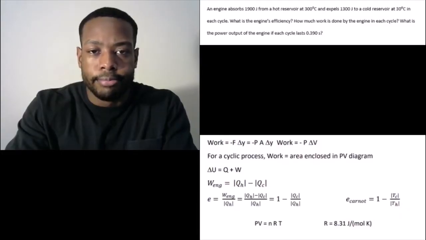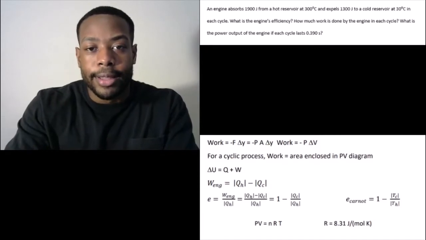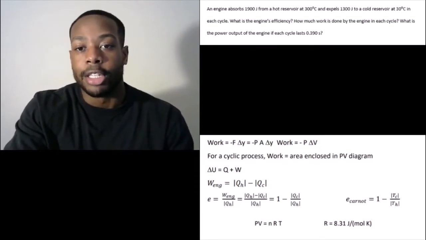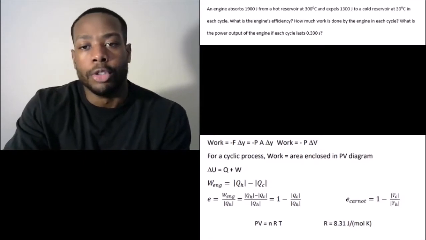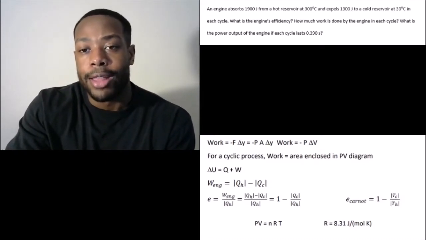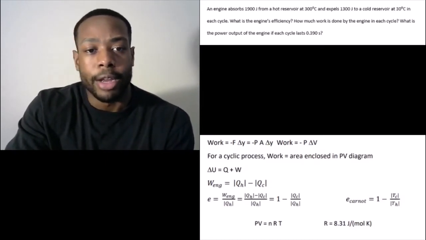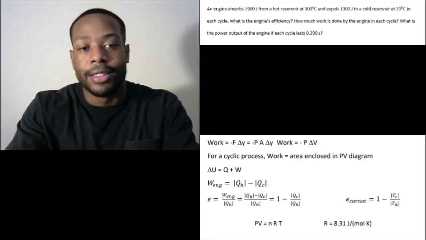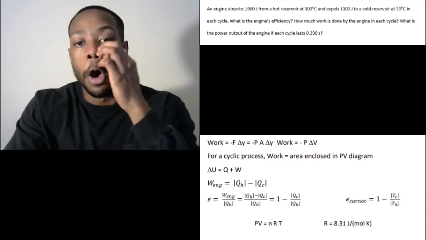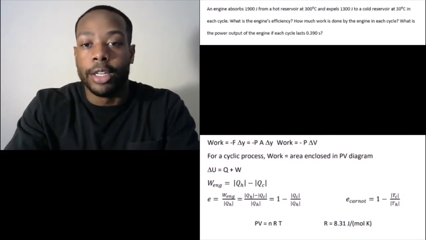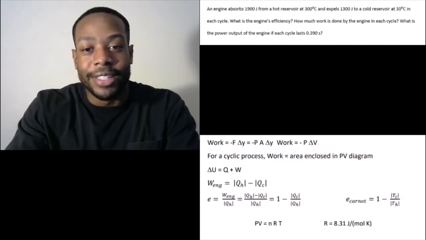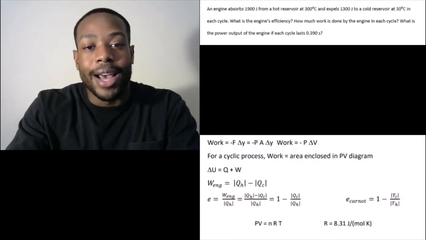Alright, here you've got an engine that absorbs 1900 joules from a hot reservoir at 300 degrees Celsius and expels 1300 joules to a cold reservoir at 30 degrees Celsius in each cycle. We want to find what the engine's efficiency is. That's not too tough. We also want to know how much work is done by the engine in each cycle. And you also want to know what the power output of the engine is if each cycle lasts 0.390 seconds.